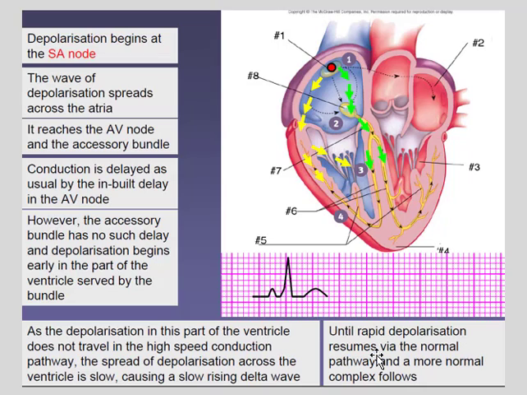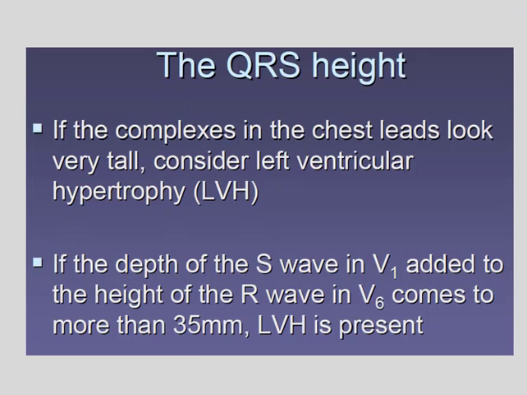Again, at the back of your mind, you should always be looking for these little delta waves, as you would with AF, atrial flutter, and so on, the other little bits I've mentioned. QRS height. Remember to look at the QRS height, as we've seen in a couple of examples for left ventricular hypertrophy, S wave in V1 added to the R wave in V6. Has to be more than 35 millimeters.